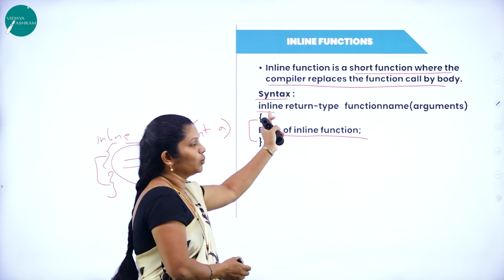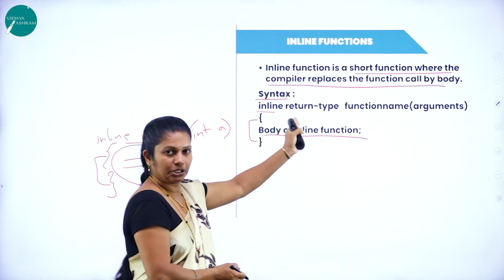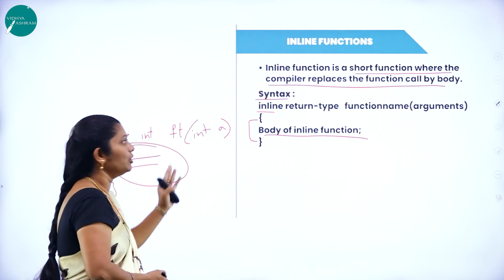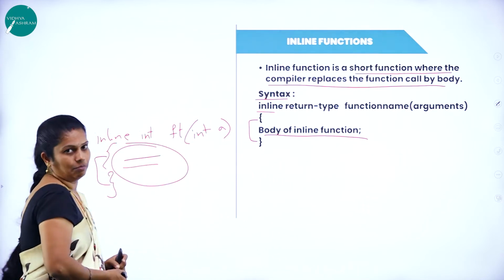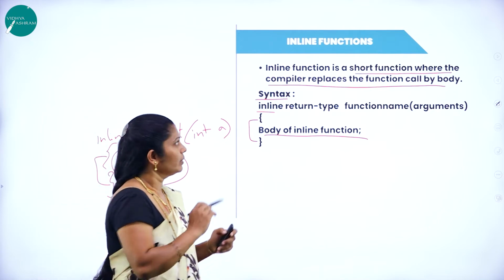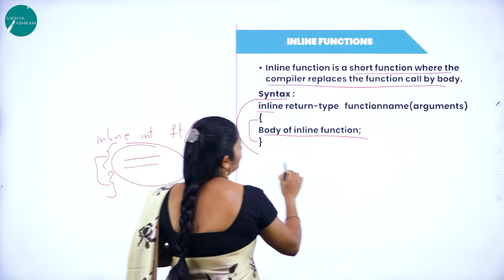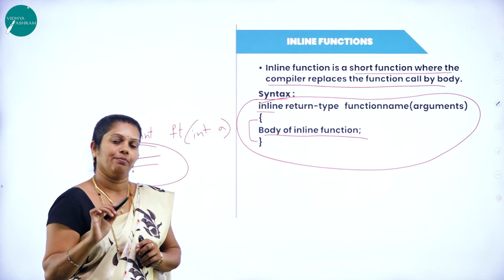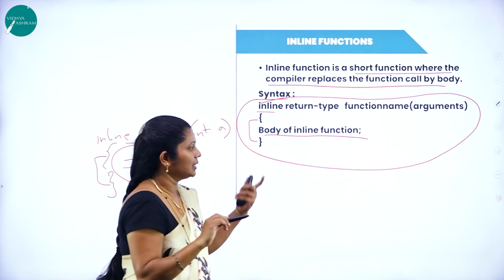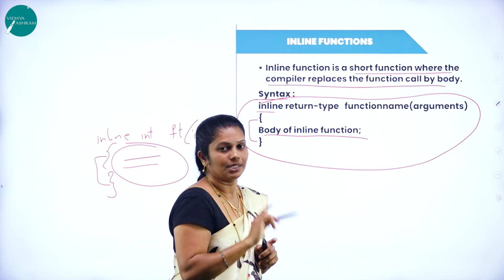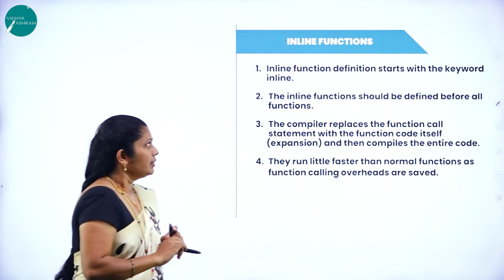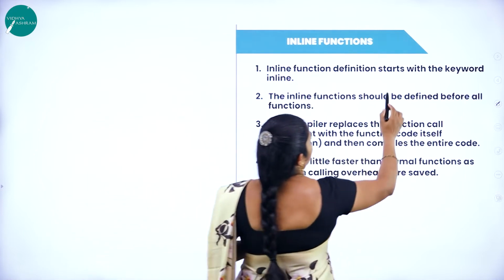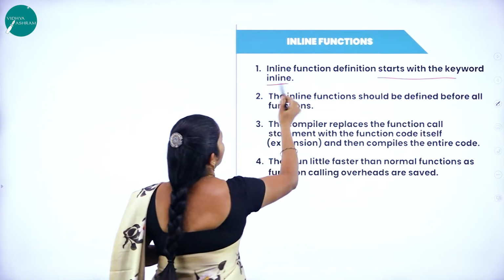Here, the keyword inline, then you mention the return type, then afterwards the function name, then inside the bracket the arguments, then you write the body of that inline function. This is the syntax. This syntax itself carries 2 marks in the annual exam. The definition carries 1 mark and the syntax carries 2 marks. It's a major concept.